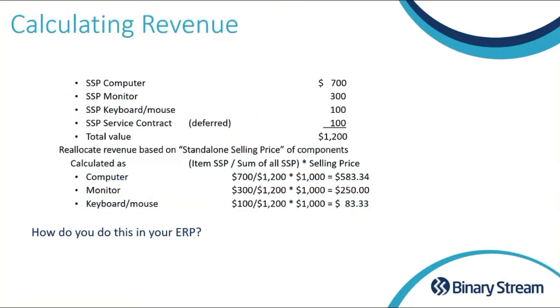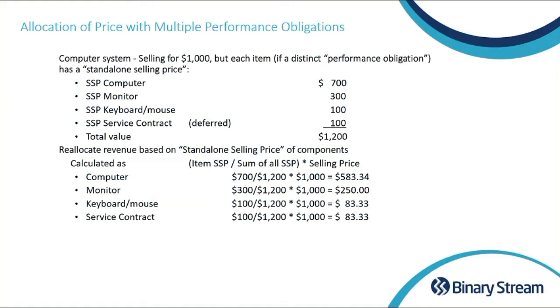How do you do this inside your ERP? Well, there's a specific formula. I'm not going to run through this entire example, but if you look in the bottom half of this, the formula to calculate the amount of revenue is taking the item's standalone selling price. In the case of my CPU here, it's $700. I've got that stored in my system. Divide it by the sum of all of the standalone selling prices, which is $1,200. Multiply it by the selling price of the entire contract to get me, in this case, $583.34 of revenue behind this item that has a standalone selling price of $700.